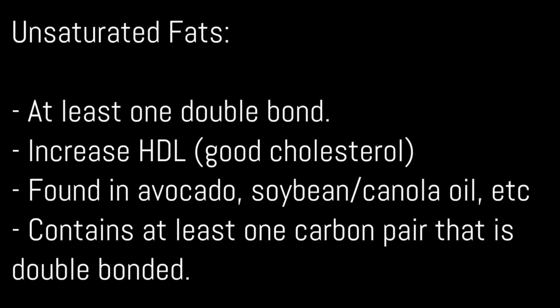While unsaturated fats include at least one double bond within the molecule. Unsaturated fats increase high-density lipoprotein, HDL or good cholesterol, and decrease low-density lipoproteins, LDL or bad cholesterol. Sources of HDL include onions and omega-3 fatty acids like flax oil, fish, and foods rich in fiber like grains. They're often found in avocado, soybean oil, canola oil, olive oil, sunflower oil, fish oils, walnuts, flax, and red meats. An unsaturated fat chain contains at least one carbon pair that is double bonded, so it is connected to one less hydrogen than it typically would.